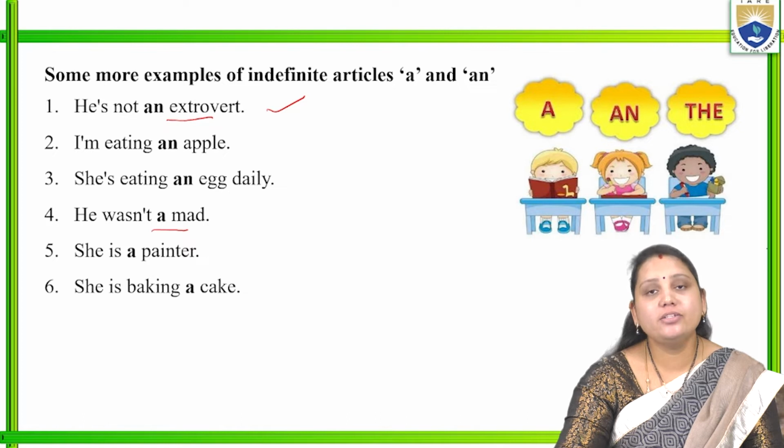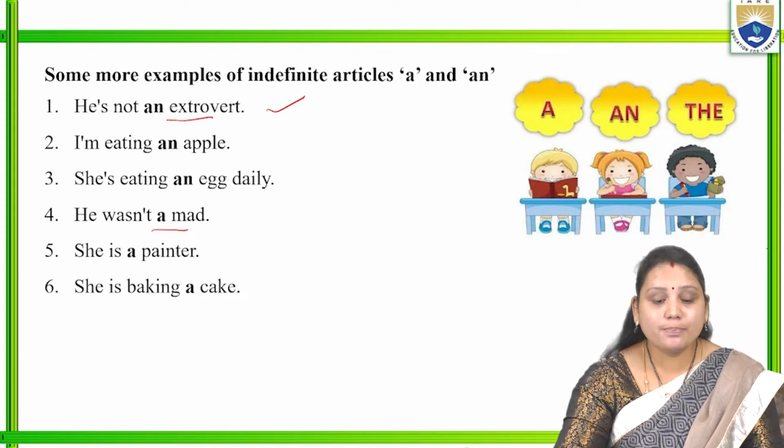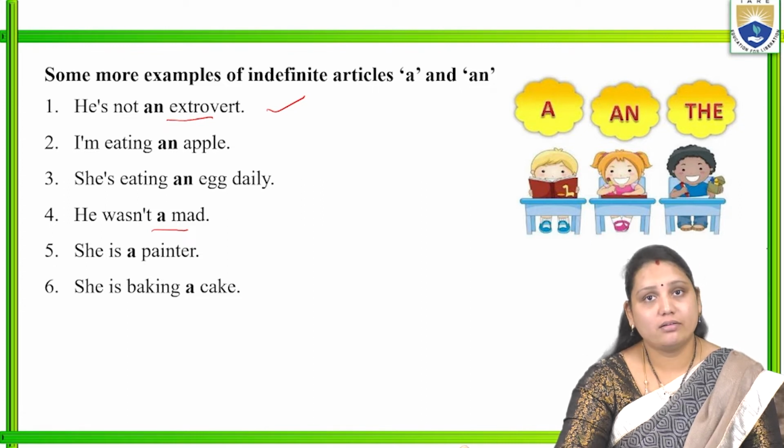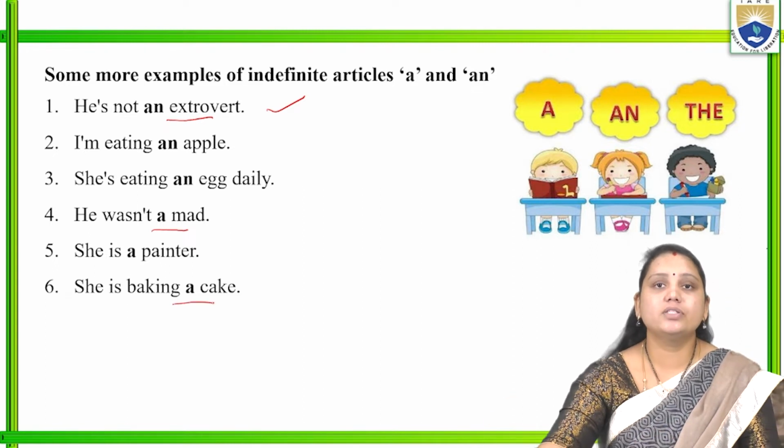Next, he is a painter. Painter. So that is the reason we are using a. Next, she is baking a cake. A cake. K. C. Sound of K. He is baking a cake. So that is the reason we are using a.